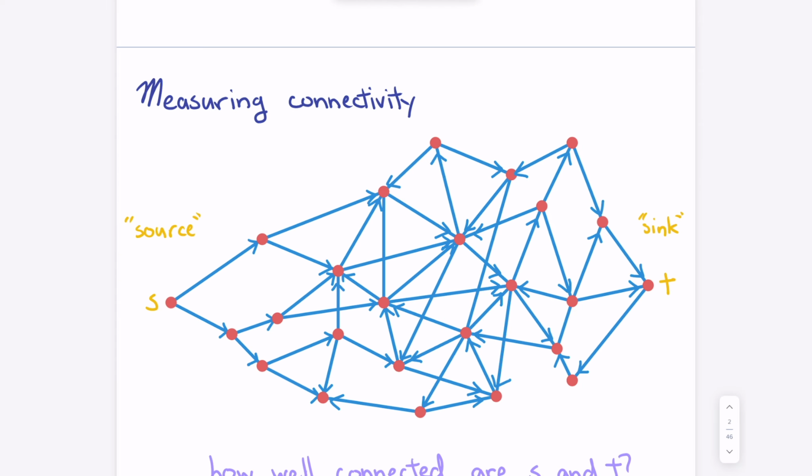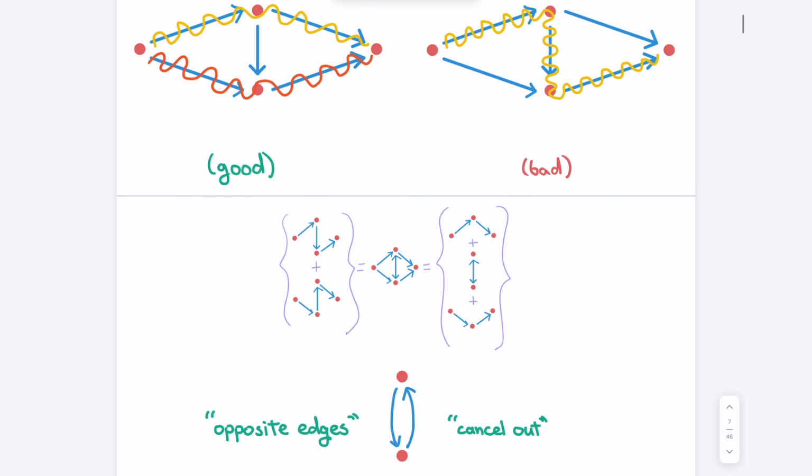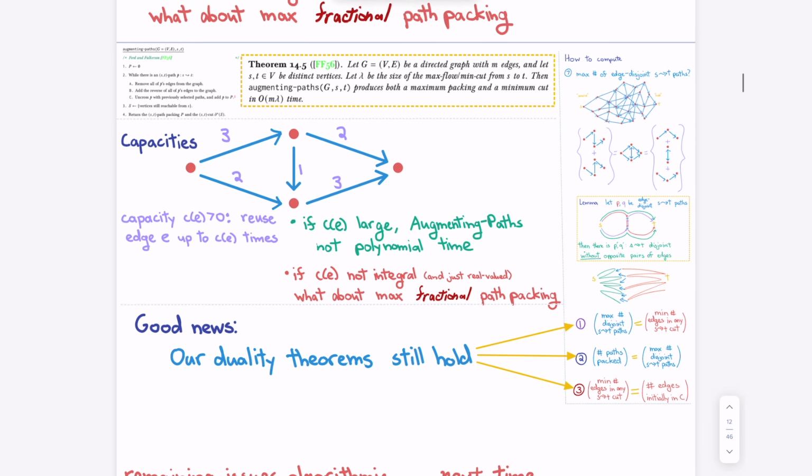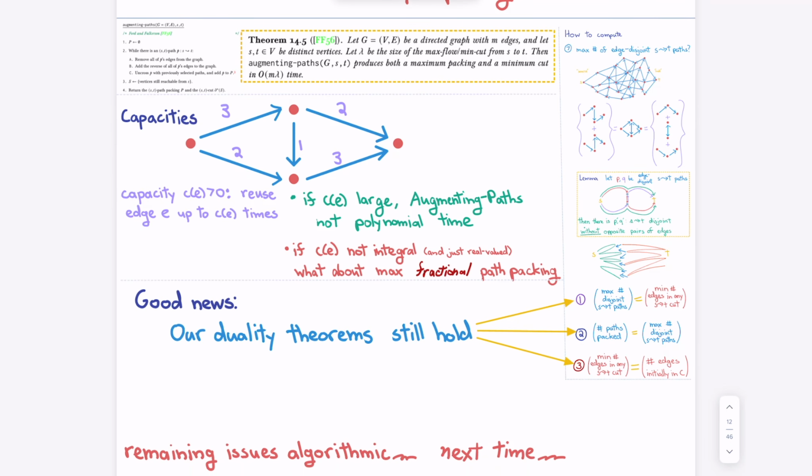So next topic, network flow. It's actually going to go very much into, I don't know if I'll answer why, but certainly fractional numbers will become very natural. And right, so all this we just did. Right, so where we left off, the duality theorems still hold. The only issue is algorithmic when it comes to dealing with more general capacities.